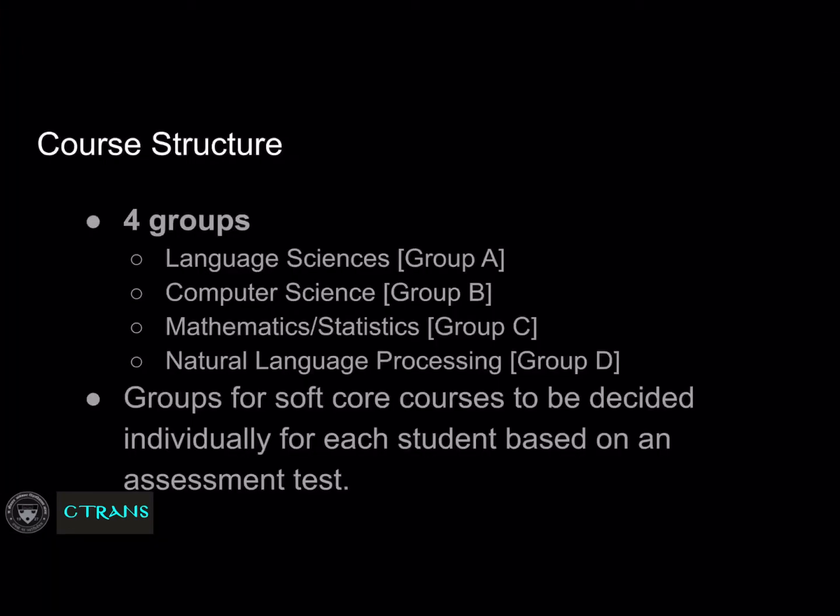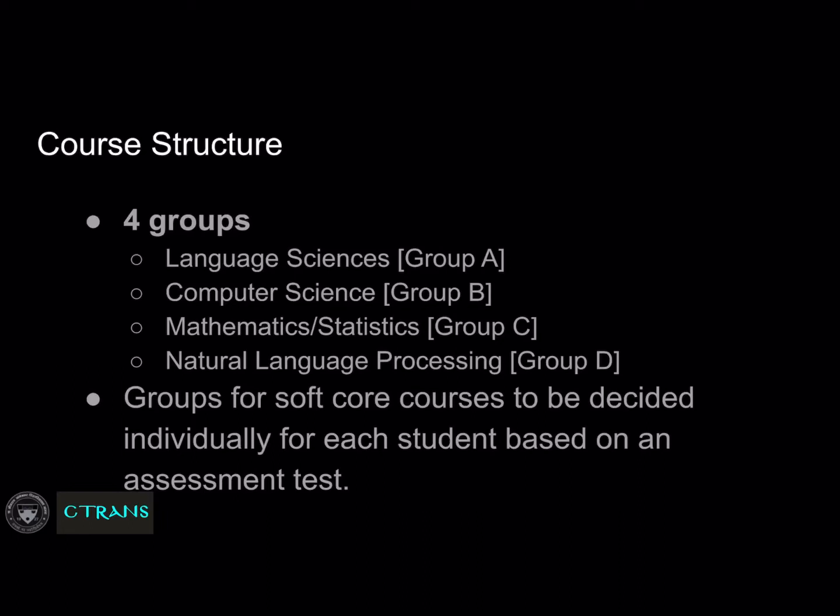All right. So the courses: there are 4 groups of courses, obviously from the 4 departments. Group A is Language Sciences or Linguistics, Group B is Computer Science, Group C is Mathematics and Statistics, and Group D is Natural Language Processing or Core Computational Linguistics courses. Now, in each of these groups, there are at least 4 soft core courses, what we call soft core courses.